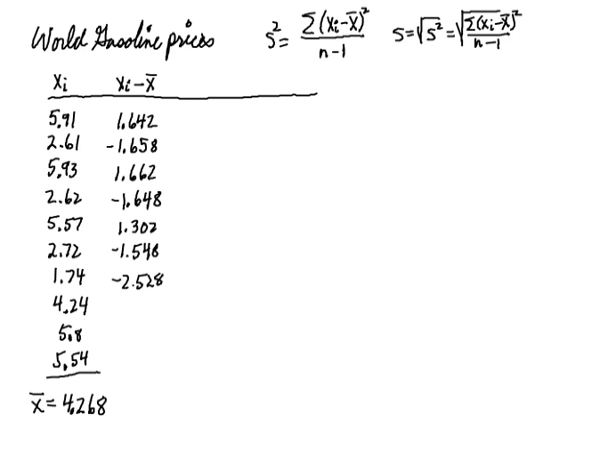$4.24 subtract 4.268 would be a negative 0.028. 5.8 subtract 4.268 is 1.532. And then the last one there, 5.54 subtract 4.268, 1.272. So I've taken each data value and subtracted the average. The next thing with the order of operations is to go ahead and square these values. So I'm going to take each of these differences that I just calculated and then square them.